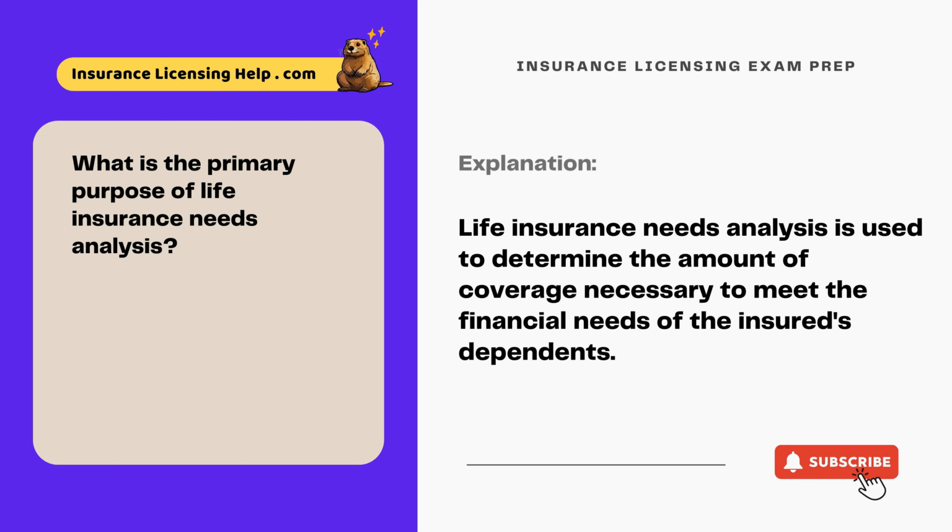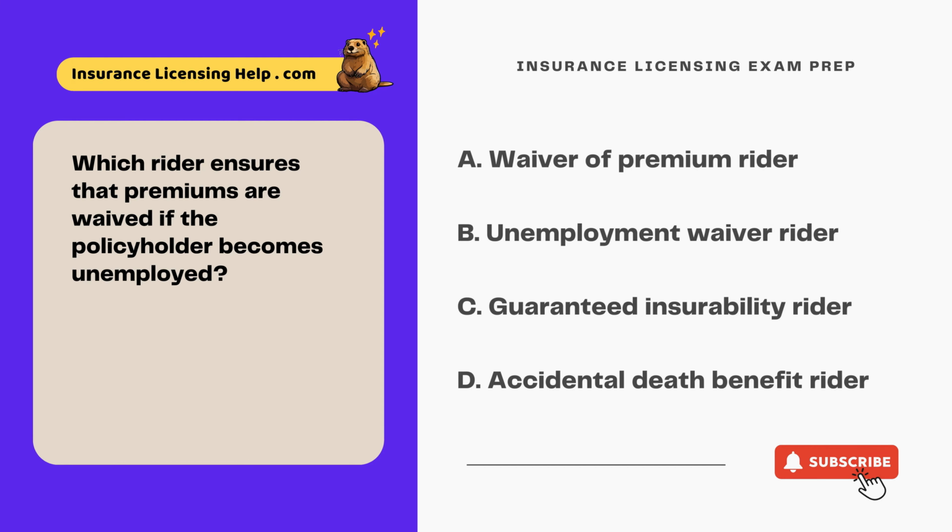Life insurance needs analysis is used to determine the amount of coverage necessary to meet the financial needs of the insured's dependents. Which rider ensures that premiums are waived if the policyholder becomes unemployed? A. Waiver of premium rider. B. Unemployment waiver rider. C. Guaranteed insurability rider. D. Accidental death benefit rider.